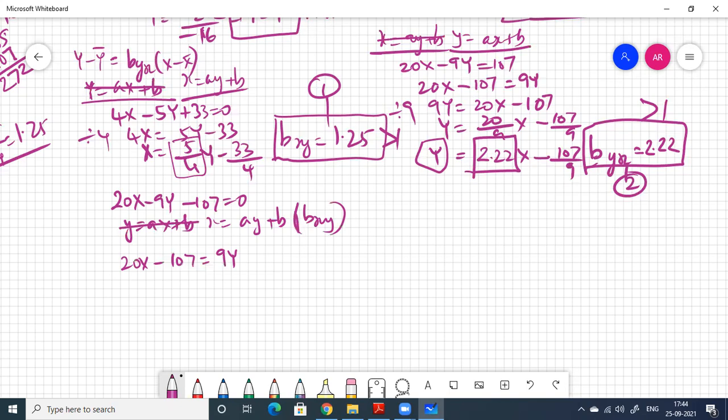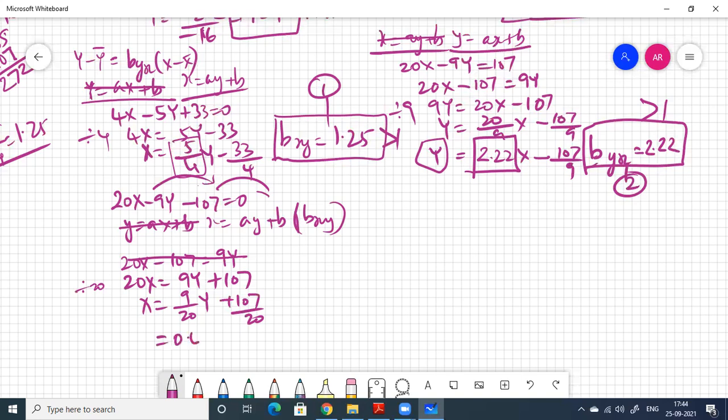Okay. So what you have to do? 20x equal to 9y plus 107. This goes that side. This also goes that side. Okay. Divide by 20 both sides. Then x equal to 9 by 20y plus 107 by 20. Okay, now you are getting something right. 9 divided by 20 is equal to 0.45y plus 107 by 20.